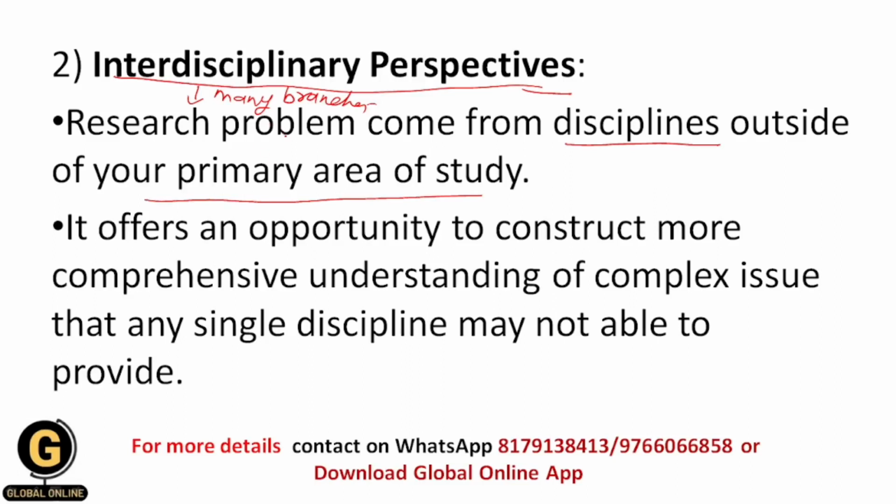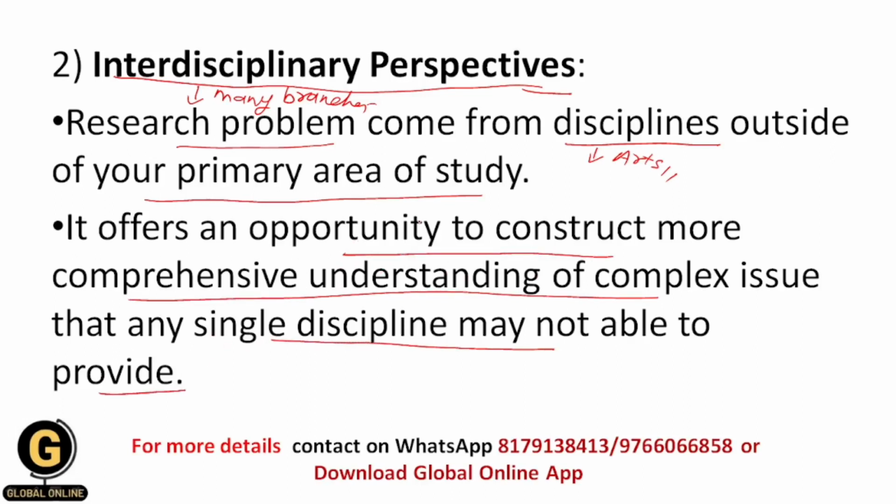If your primary area of study is in the science field, the research problem may come from another discipline, another branch, for example arts or commerce, which are outside of the science discipline. This occurs because it offers you the opportunity to construct a more comprehensive understanding of a complex issue that any single discipline may not be able to provide. If the science discipline is not able to give you a complete understanding of your research topic, then you use the commerce discipline for that. That's why there are interdisciplinary perspectives of your research problem.